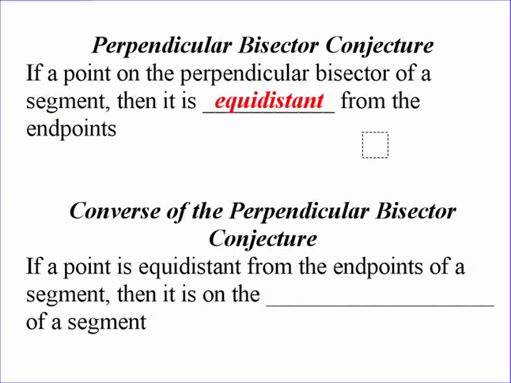Now the converse. This should be pretty easy to fill in because remember, basically you switch the if and then statements. If a point is equidistant from the endpoints of a segment, then it is on the perpendicular bisector of a segment. Now that's the converse. Basically, we've switched them.